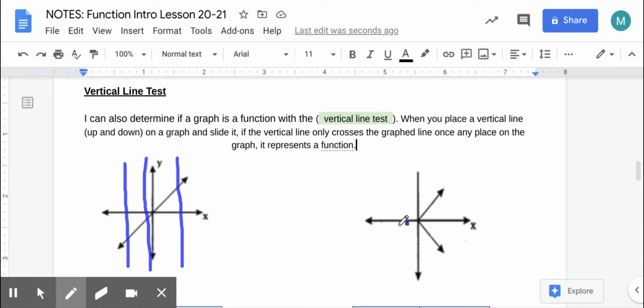But look, if I come over to this one, if I draw a vertical line right here, it hits here and here. That means that this x value has more than one answer. That's not a function.